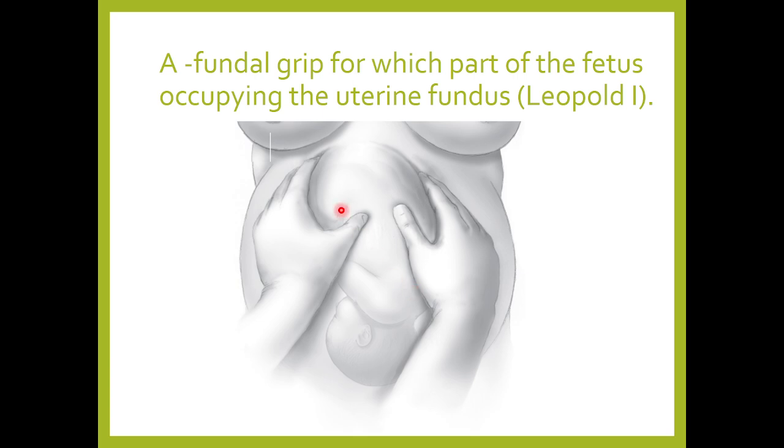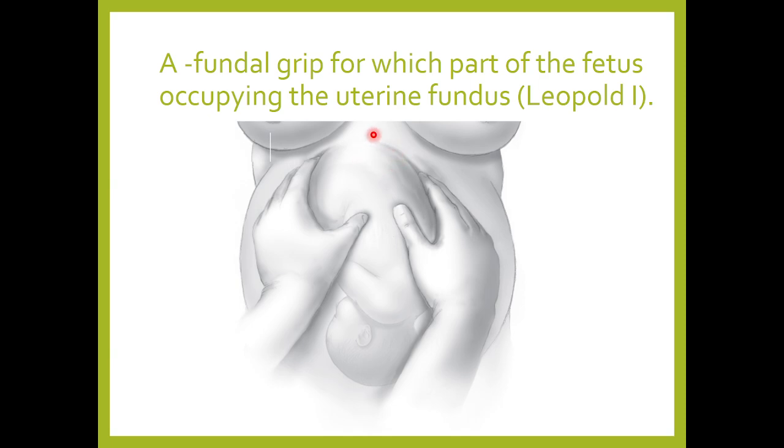The fundal grip, one of the maneuvers, is Leopold 1, done with two hands. Apply your palms on the patient's abdomen. You feel which part of the fetus is occupying the uterine fundus. This part could be a breech, as in this case, or it is cephalic. How do we differentiate a breech from cephalic?